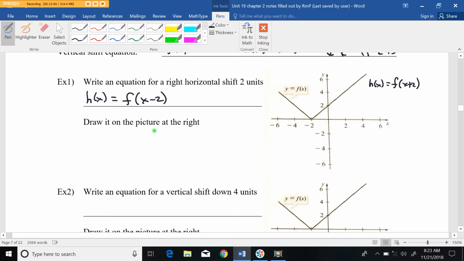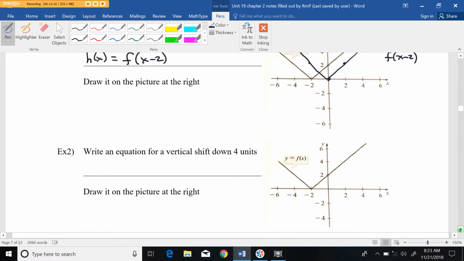Let's see where it says draw it on the picture at the right. So this point would go to here, this point would go to here, this point would go to here, and all I did is shift those points right 2. And I'll just sketch the rest of it. Whoops, and this is my example from earlier. This is now equal to f of x minus 2.